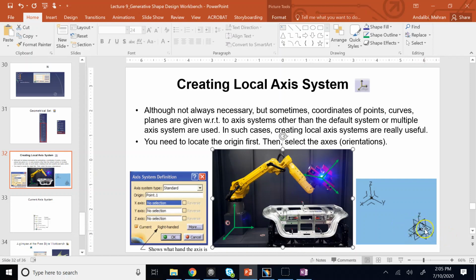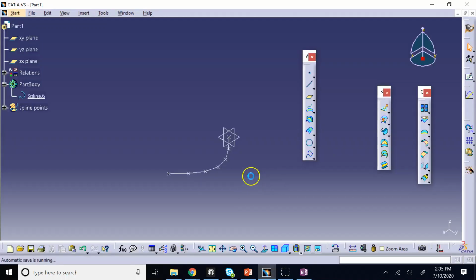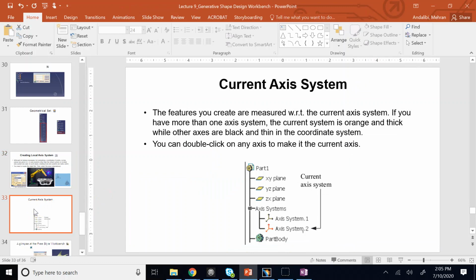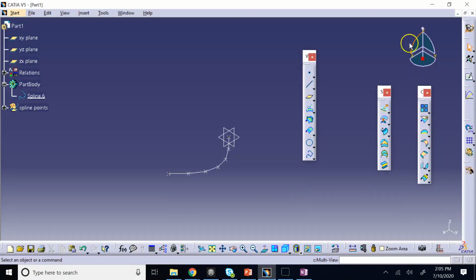In CATIA, we always have the original coordinate frame, right? This original XYZ, but we can always create a secondary coordinate frame where the location of the origin and the direction of the axes are different from the original one, and define the location of the new points with respect to the secondary coordinate frame. So let me show you how to create it and how to use it.